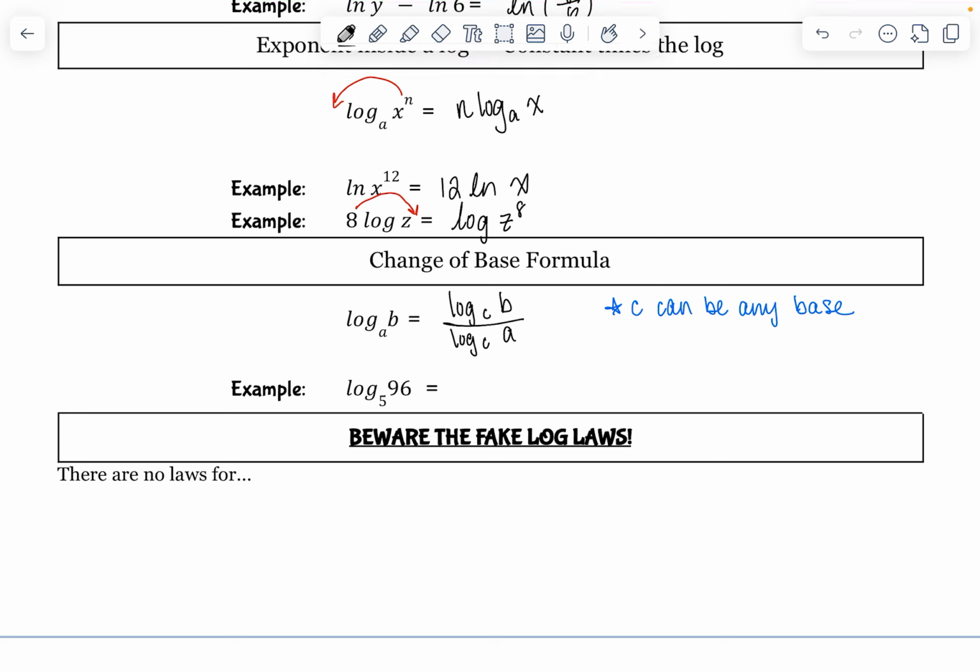So log base 5 of 96, if I forgot that I have the menu where I can choose any base, I can rewrite this and choose to use a base 10. So log base 10 of 96 divided by log base 10 of 5. Then I can use that log button. And I always want to round to 3 decimal places. So I get 2.836.